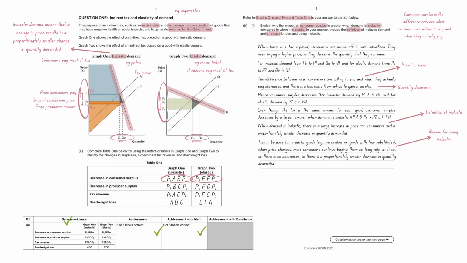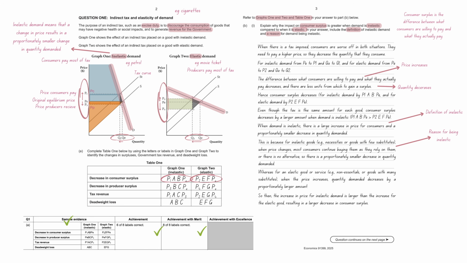Now, it didn't say to do this in the question, but it's always a good idea to talk about the other side as well. So for an elastic good or service, so that is something like a non-essential or a good with many substitutes, then when price increases, quantity demanded decreases by a proportionately larger amount. So that's the definition of elastic demand. Let's go back now and actually answer the question. It's always good to include a concluding sentence here at the end to make sure you've actually covered everything. And that's it. That is absolutely everything you'd need to include to get excellence.